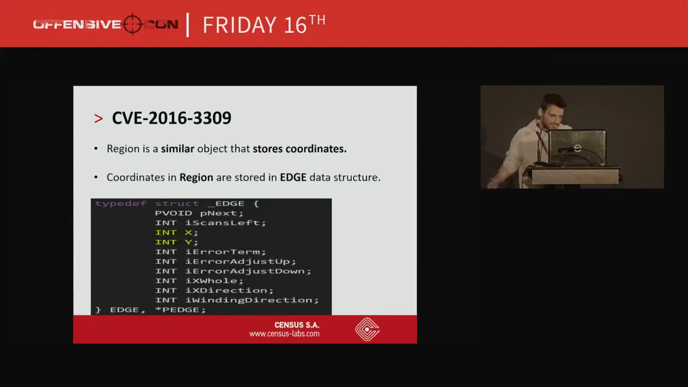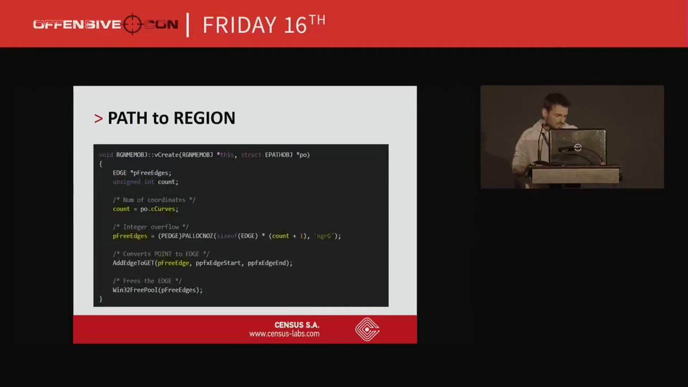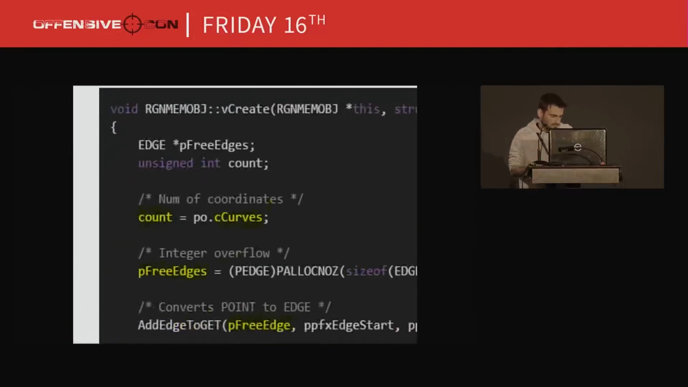So there is a similar object that also stores coordinates. It's called region. It's also a GDI object. And each coordinate in the region object is saved in a data structure called EDGE, which is the following data structure. We can actually convert the path object to a region by calling the system call NtGdiPathToRegion. And the conversion is based on the allocation of edges of the region object, based on the integer that exists in the path object. So here is the pseudocode for making things clearer.